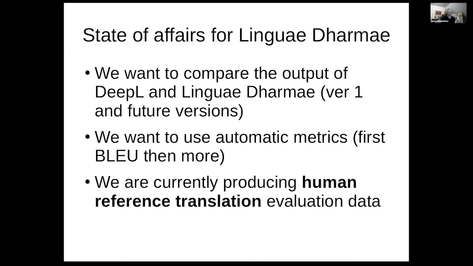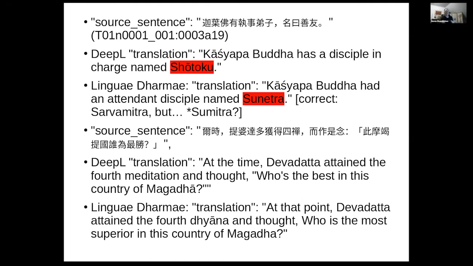What we do now is we create the human reference translation data that will help us to apply those automatic metrics on our outputs. To give you some examples of how this looks, what the situation is right now, for those of you who read Chinese, and the DeepL translation, so one of the automatic translations, says, Kashyapa Buddha has a disciple in charge named Shotoku. And then Lingua Dharma translates, Kashyapa Buddha had an attendant disciple named Sunetra.